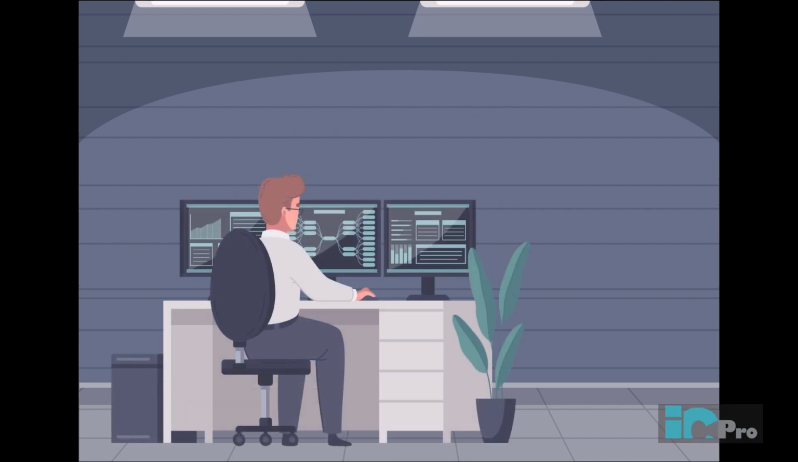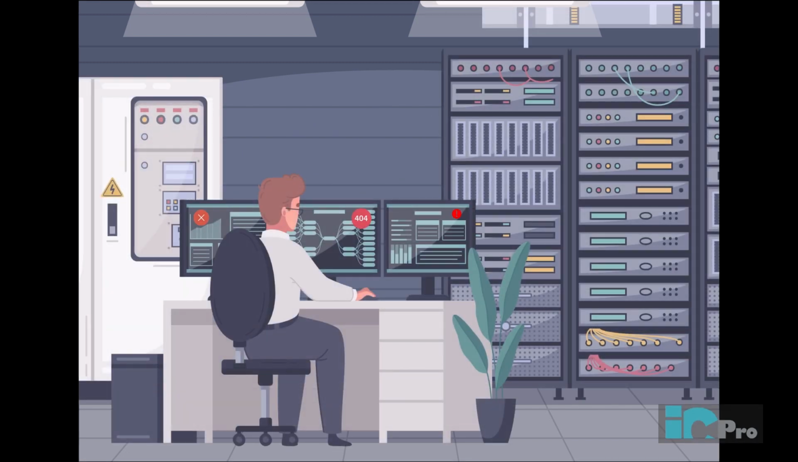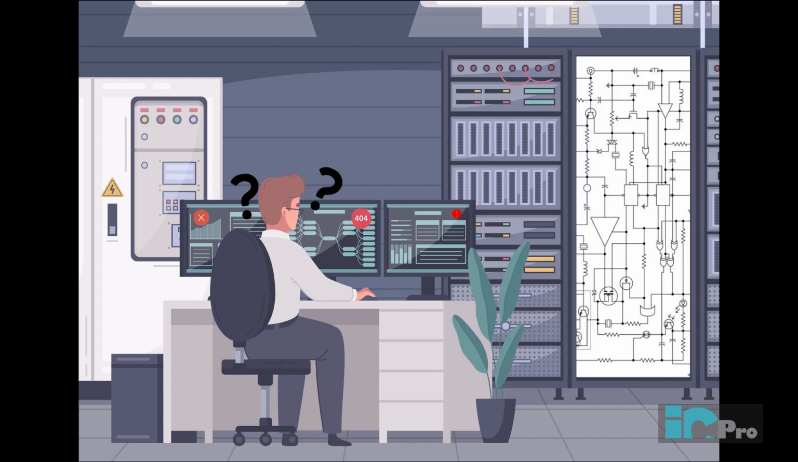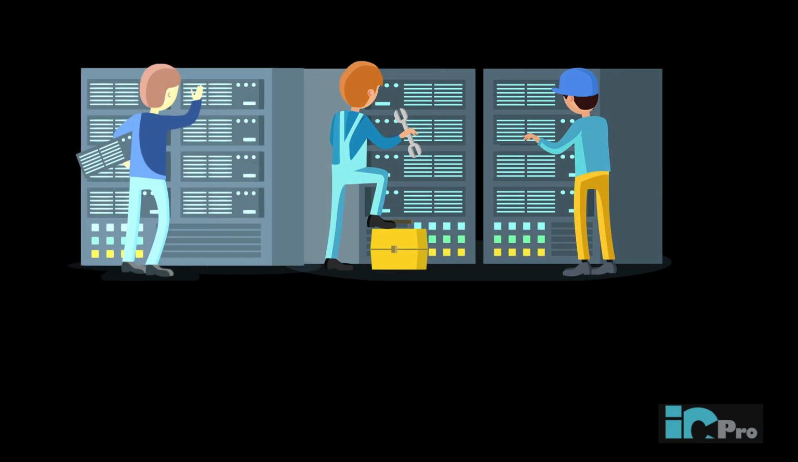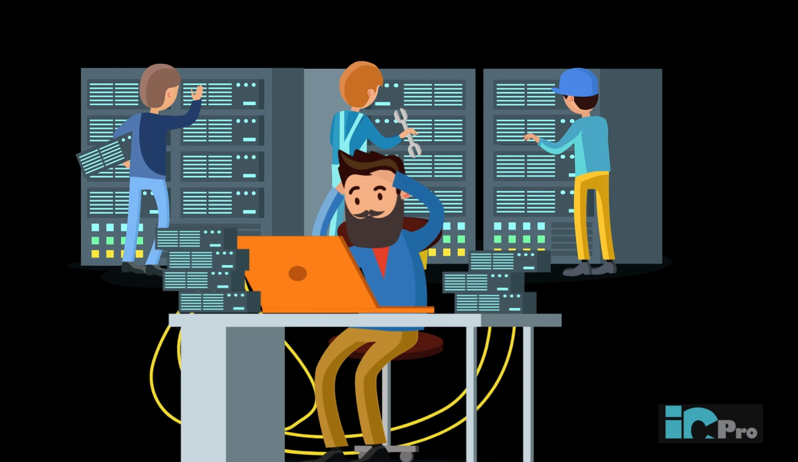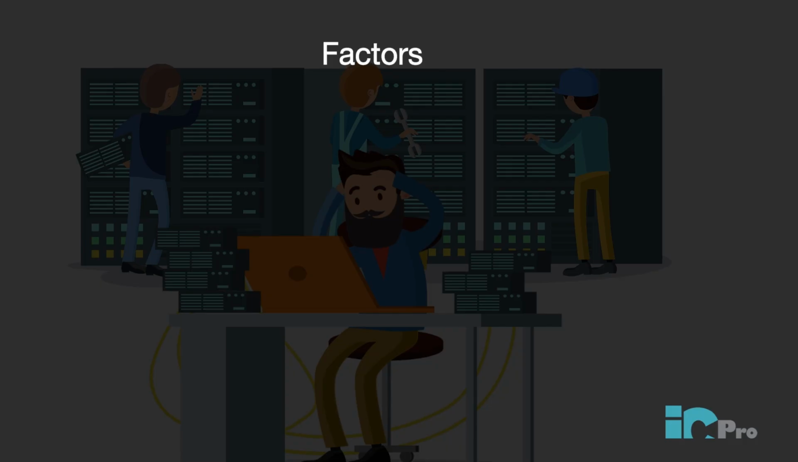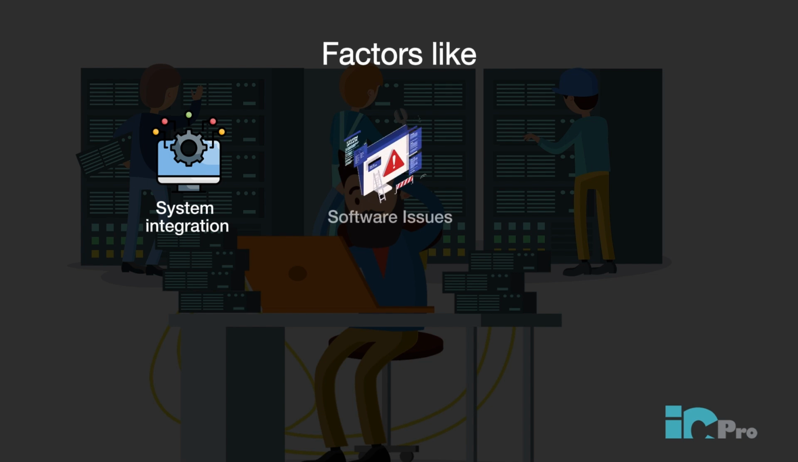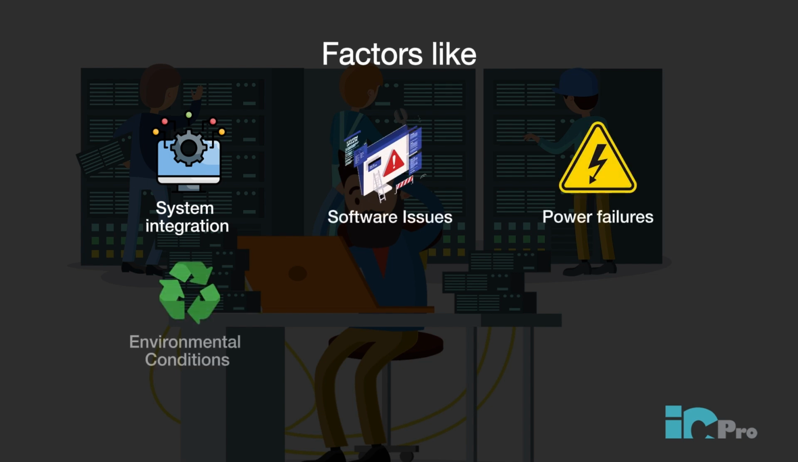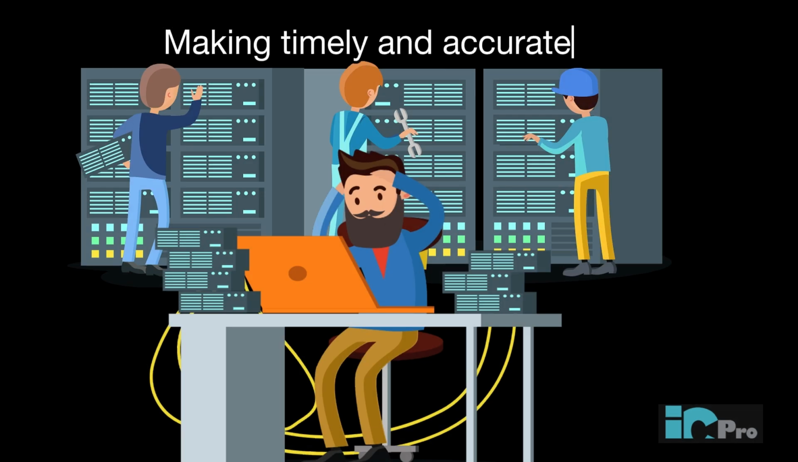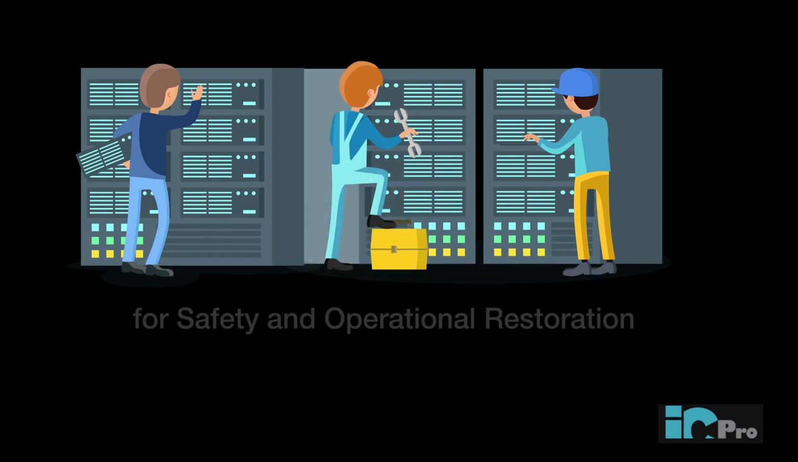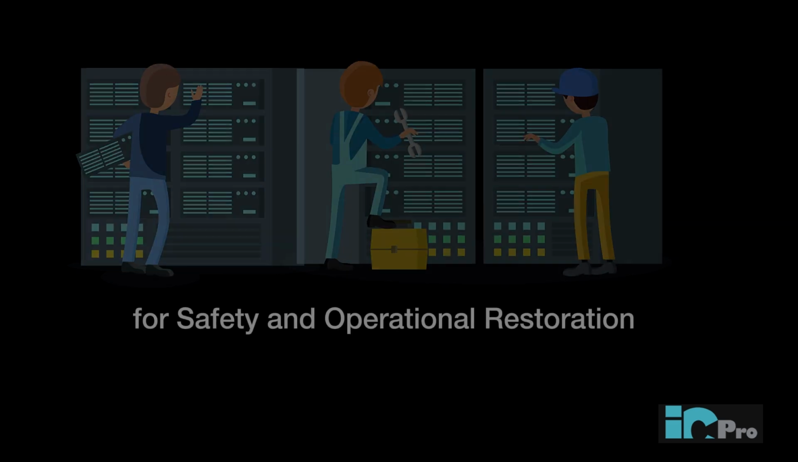Troubleshooting and fixing problems with large-scale control panels during emergencies is highly complex and difficult due to the sheer number of components, intricate wiring, potential for cascading failures, and the critical nature of the installation requiring immediate and effective action under pressure. Factors like system integration, software issues, power failures, environmental conditions, and the need for specialized tools and highly trained personnel further complicate the process, making timely and accurate diagnostics crucial for safety and operational restoration.